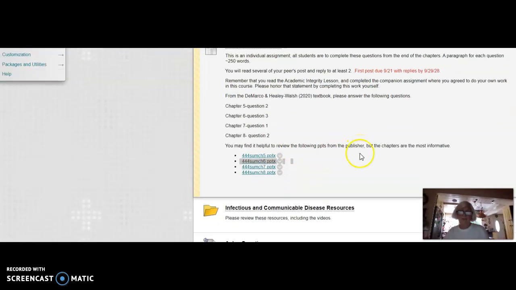There's some information in this module about infectious and communicable diseases, which is very apropos now with COVID-19.